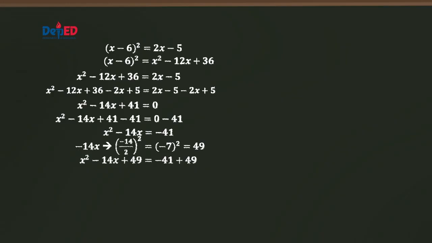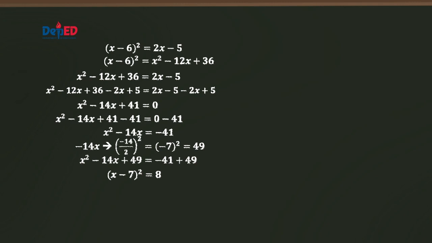The left side contains a perfect square trinomial that can be expressed as the square of the binomial x minus 7, while the right side can be simplified as 8. Thus, the equation is x minus 7 quantity squared equals 8.